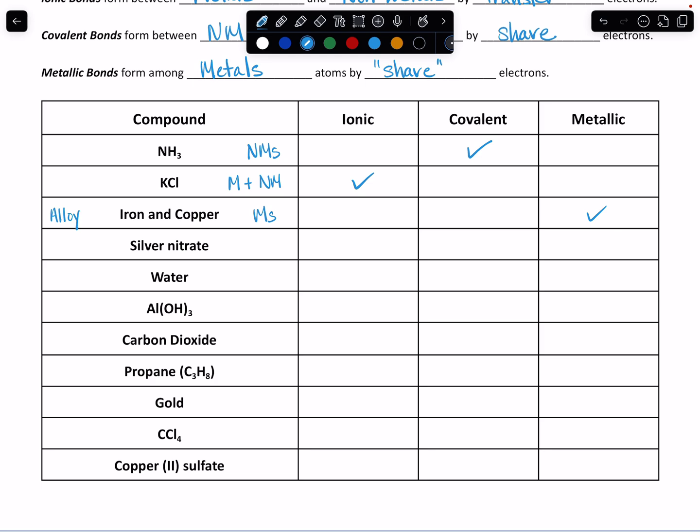Here we have silver nitrate. So that's a metal plus a nonmetal portion. That's going to be ionic. Water, we all should know, is H2O. So that's nonmetals only. So that's going to be covalent.